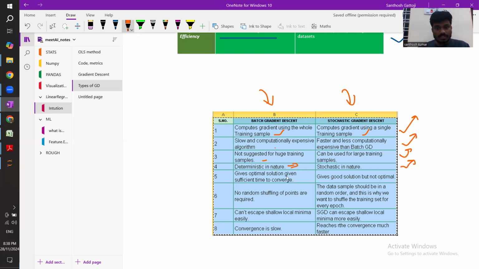Batch gives the optimal solution given sufficient time to converge. This is the point we are discussing: if you have enough time, it will give accurate results. Stochastic gives a good solution, not the optimal, but good. For batch, no random shuffling of points is required. For stochastic, the data sample should be in random order, and this is why we want to shuffle. Since it randomly picks up points, you usually need to shuffle the data set so that it picks up randomly. Because if there is some order in your data set, it may take the same data points.